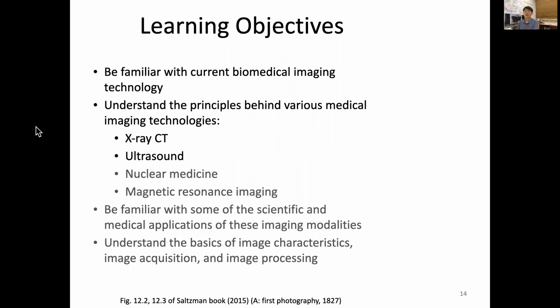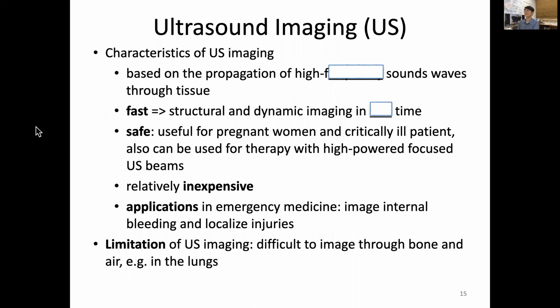Hi. Now let's discuss medical imaging, especially ultrasound imaging. Ultrasound imaging, or I'll just use US, characterization of US is based on the propagation of sound waves through the tissue. But we are using not just normal sound, but ultrasound, which means the frequency of the sound is higher than the typical audible frequency range.